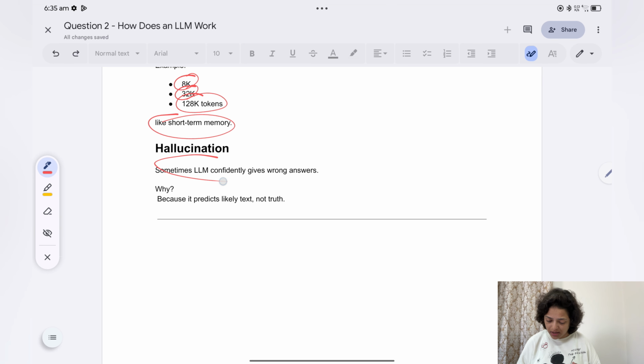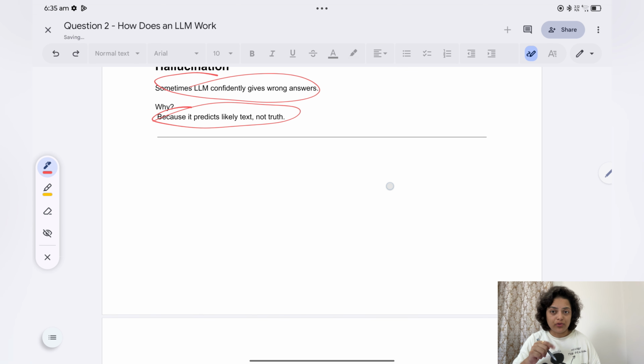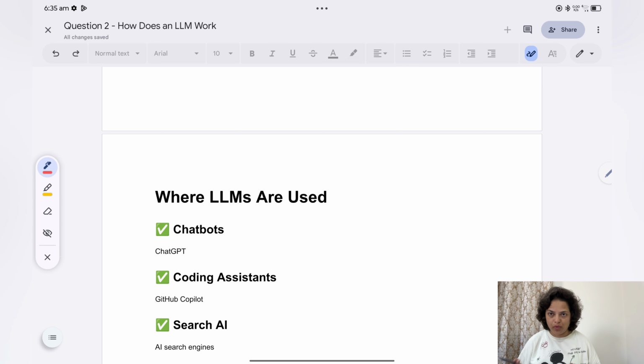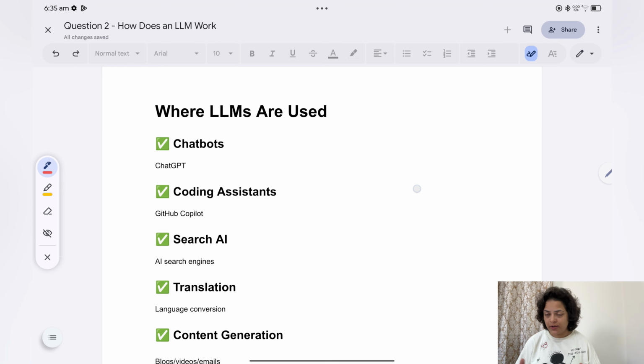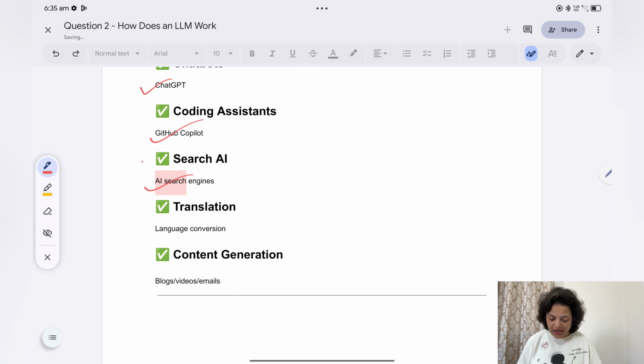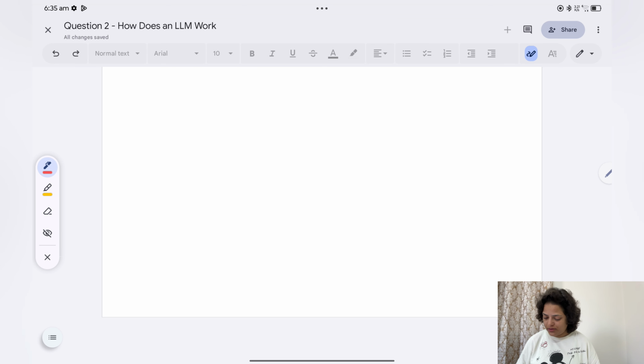Next thing is hallucination. What is hallucination? Sometimes an LLM confidently gives you a wrong answer. Why? Because it predicts the next text and not the truth. It is simply one machine which is predicting the next word. That's it. LLMs are used in chatbots like ChatGPT, coding assistants like GitHub Copilot, AI search engines, translation and language conversion, or content generation like blogs or emails. So this is the LLM. That's it. Thank you.